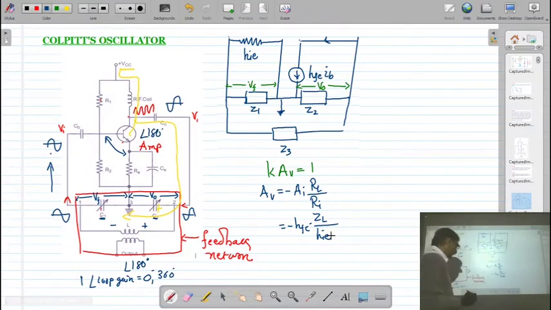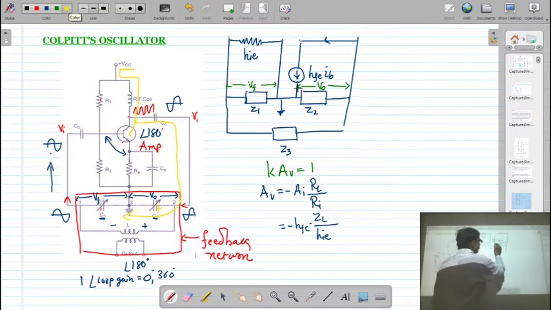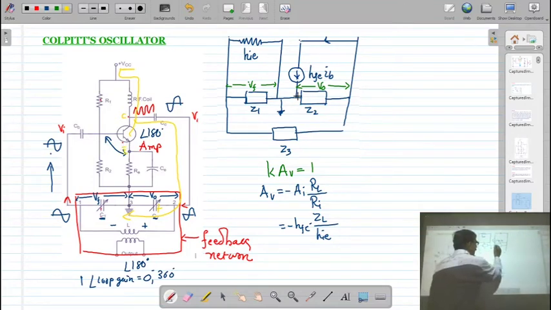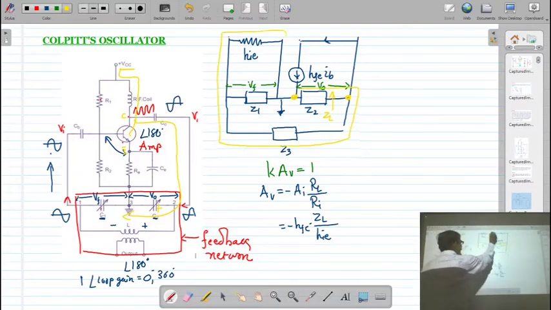Now what is ZL? If you remember, ZL means the load between the collector and emitter. Here, this is my collector and this is the emitter. So the load means whatever the impedance is between these two terminals. If you look at this, between these two terminals, this complete network is there.